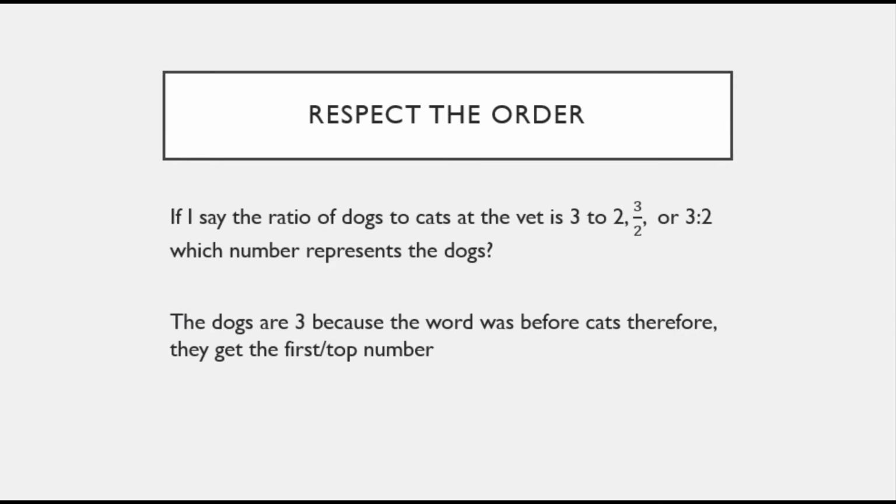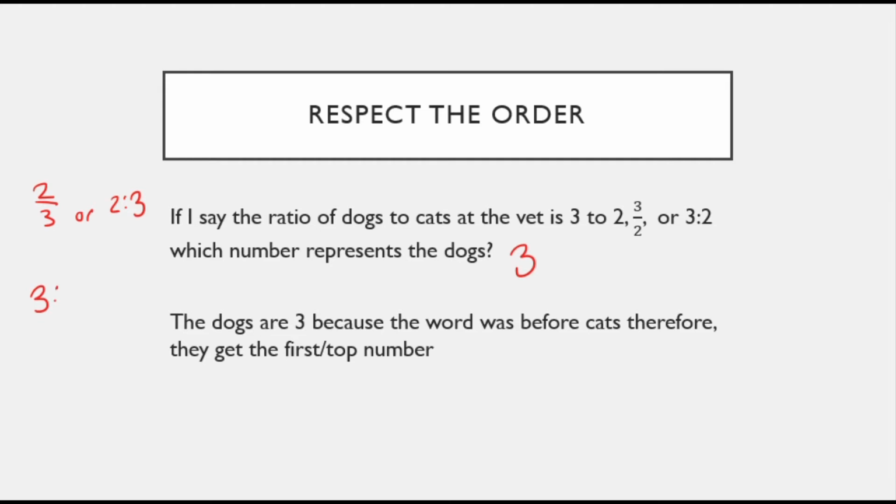When we're communicating ratios, it's really important that you respect the order that you hear things in. If I say the ratio of dogs to cats, dogs are always going to be the first quantity, the numerator in a fraction, or once again, if you're using a colon, the first quantity. So the 3 represents the dogs. If I said cats to dogs, the 2 represents that. And if I said cats to dogs, suddenly your ratio would either be 2/3 or 2:3, because we're talking cats to dogs.